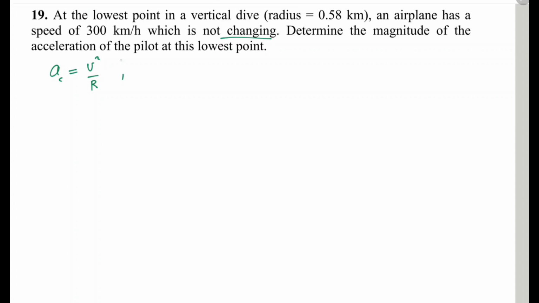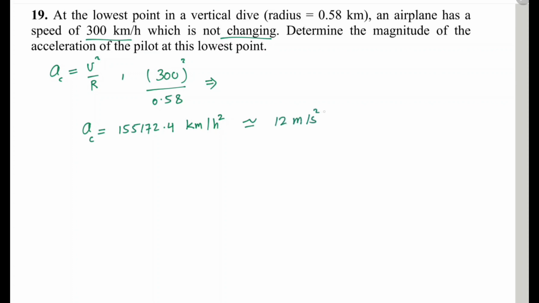Now v here is equal to 300 kilometers per hour, so 300 squared divided by r, in this case 0.58. In other words, a central here equals 155,172.4 kilometers per hour squared, or 12 meters per second squared.